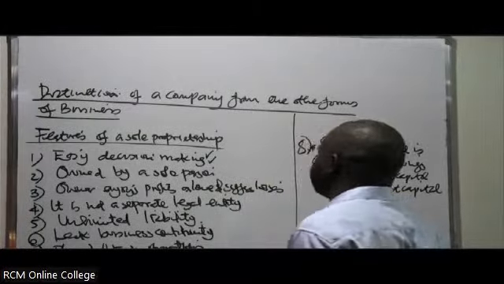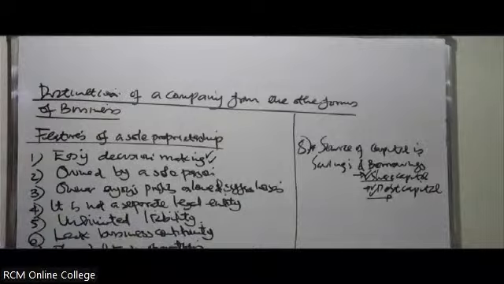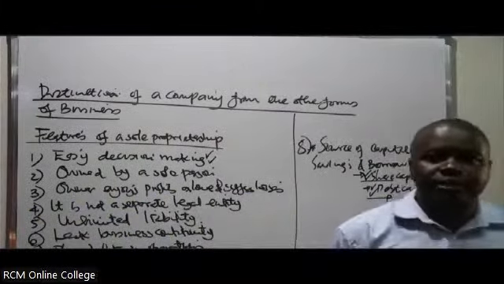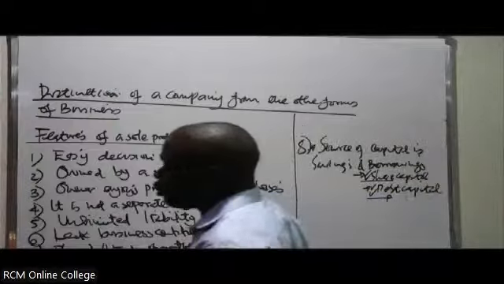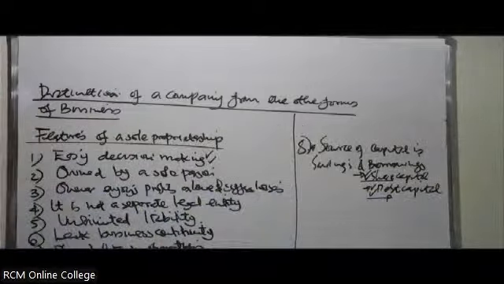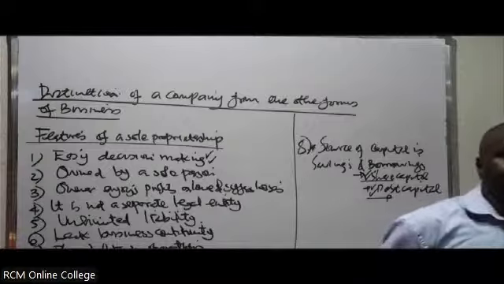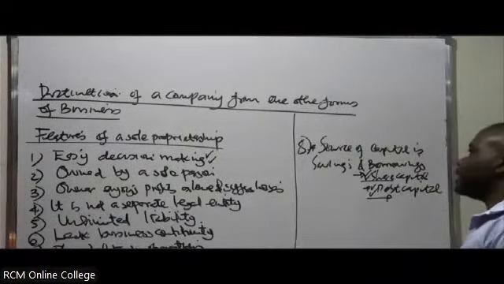When you go to easy decision making, it is very easy to make decisions in a sole proprietor. The reason being, the business is owned by a sole person. He doesn't have to consult a lot when making decisions. But in the case of a company, the business is owned by shareholders. Before any decision is made, they must converge at a company meeting, which you will later learn is known as a general meeting, and they approve some of the resolutions.